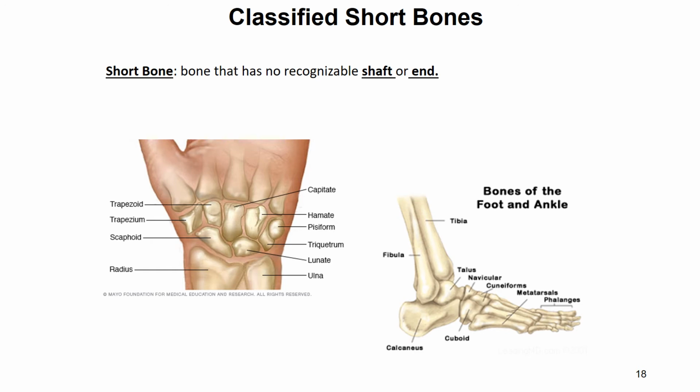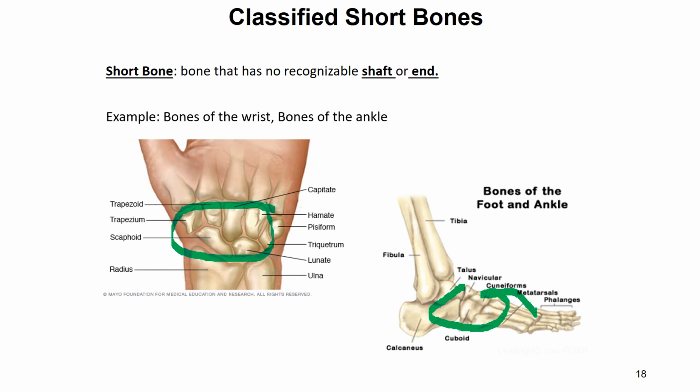Short bones again, right here, cuboidal, from the wrist, around the feet, fingers, hands. Again, bones of the wrist, bones of the ankle.